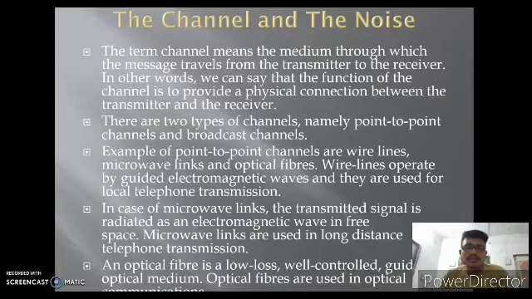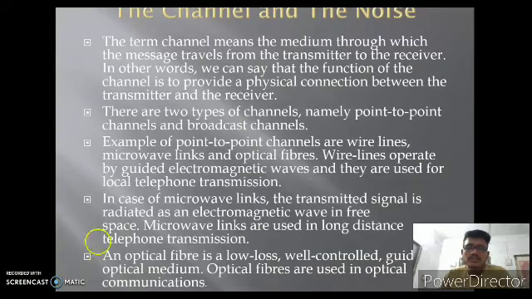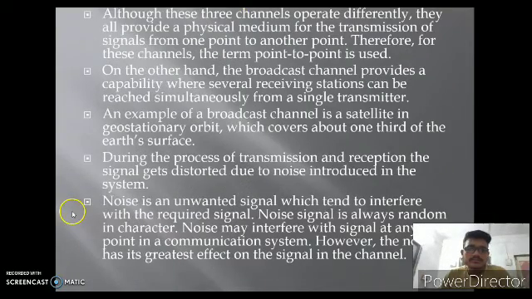An optical fiber is a low loss, well controlled guided optical medium. Optical fibers are used in optical communications. Although these three channels operate differently, they all provide a physical medium for the transmission of the signal from one point to another point. Therefore, for these channels, the term point-to-point is used. On the other hand, the broadcast channel provides a capability where several receiving stations can be reached simultaneously from a single transmitter. An example of a broadcast channel is the satellite in the geostationary orbit of the Earth, which covers about one-third of the Earth's surface.